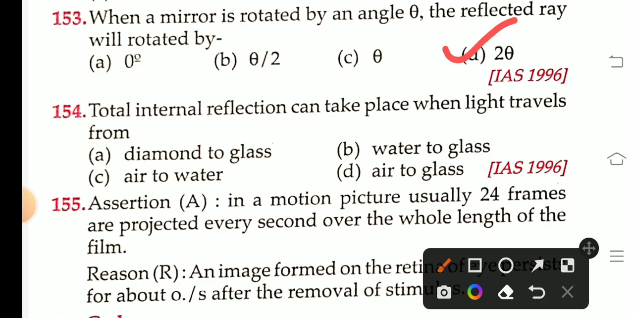Next, total internal reflection can take place when light travels from. Right answer will be option A, diamond to glass.